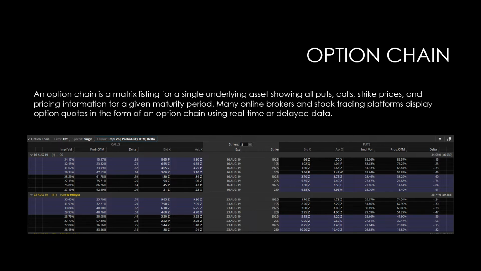The options chain. The options chain is a matrix listing for a single underlying asset showing all puts, calls, strike prices, and pricing information for a given maturity period. Many online brokers and stock trading platforms display option quotes in the form of an options chain using real-time or delayed data.